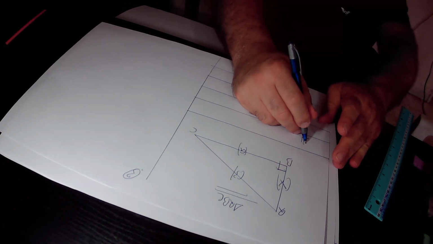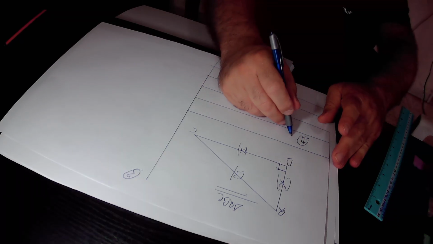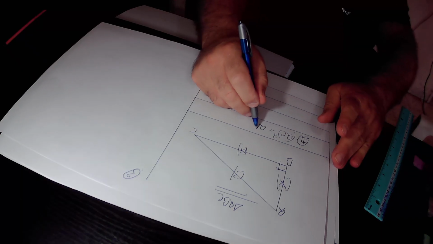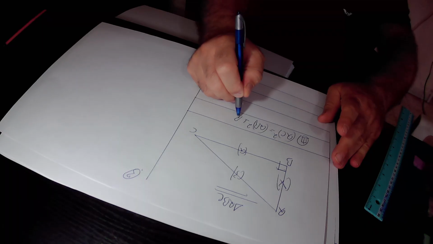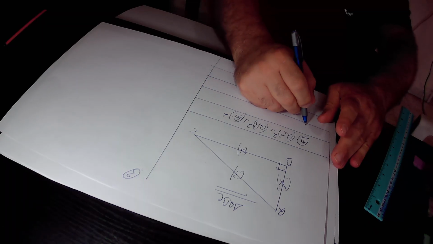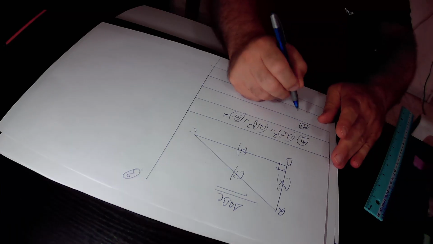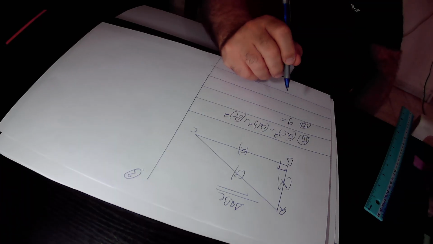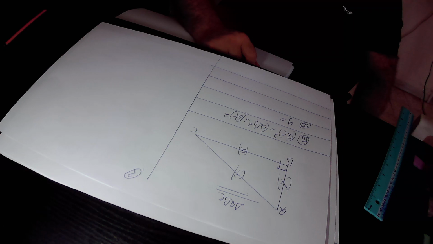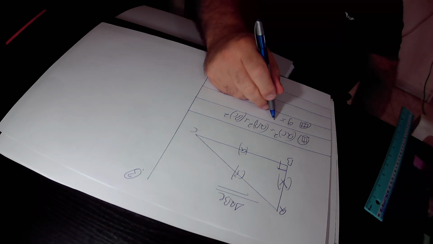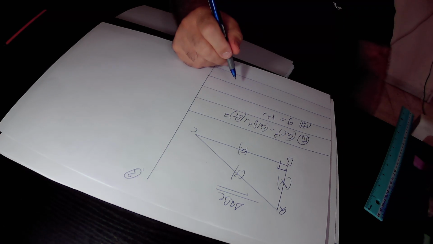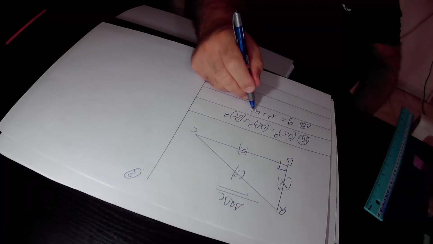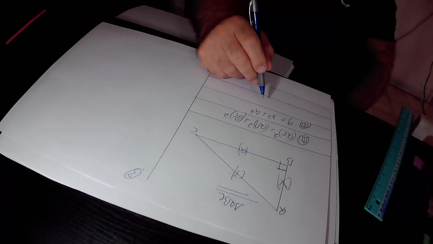According to equation 3, QC squared, that is the square of the hypotenuse, is equal to QB squared plus BC squared. The hypotenuse QC is 3, therefore QC squared is 3 squared, that is 9. And it is equal to QB squared. QB is x, therefore QB squared is x squared, plus BC squared. BC is a, therefore BC squared is a squared. So in total, according to equation 3, 9 equals x squared plus a squared.